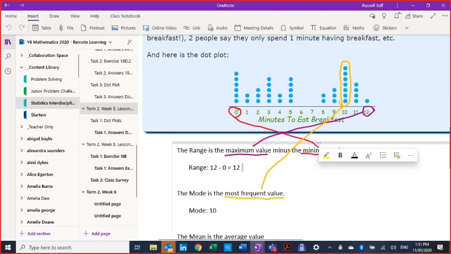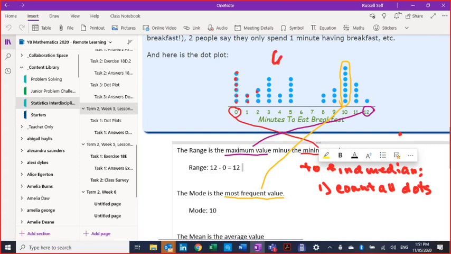Now remember, when you're using a dot plot to find the median, there's a little bit of a process. First, you need to count out all the dots. In other words, we need to know how many numbers there are. So that's 1, 2, 3, 4, 5, 6, 7, 8, 9, 10, 11, 12, 13, 14, 15, 16, 17, 18, 19, 20, 21, 22, 23, 24, 25, 26, 27, 28, 29, 30, 31, 32, 33, 34, 35, 36, 37, 38, 39, 40. There are 40 numbers, 40 responses.